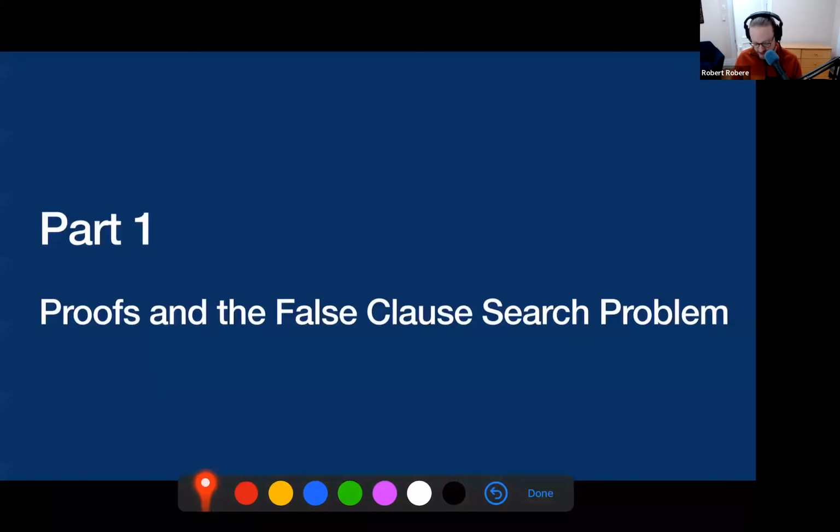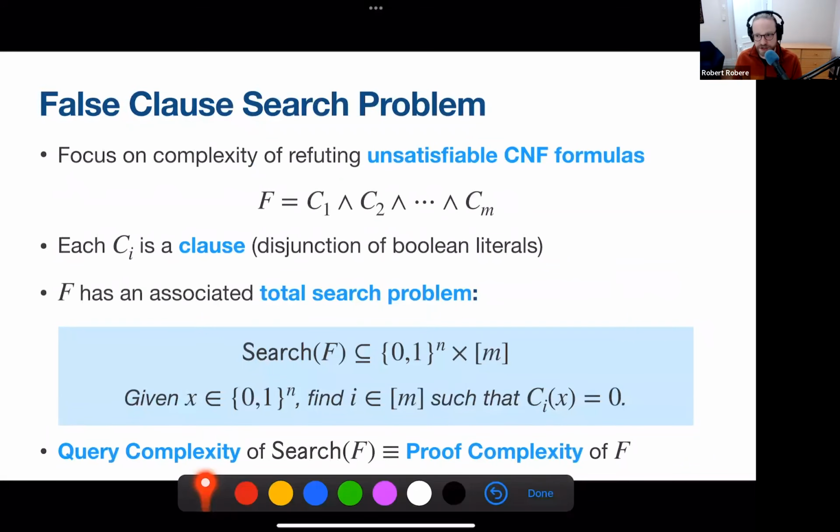Okay, so if that's good, then I'll start off by telling the first story. This is about proofs and the false clause search problem. Feel free to ask any questions in the chat or pause me and ask questions if I'm going too fast.